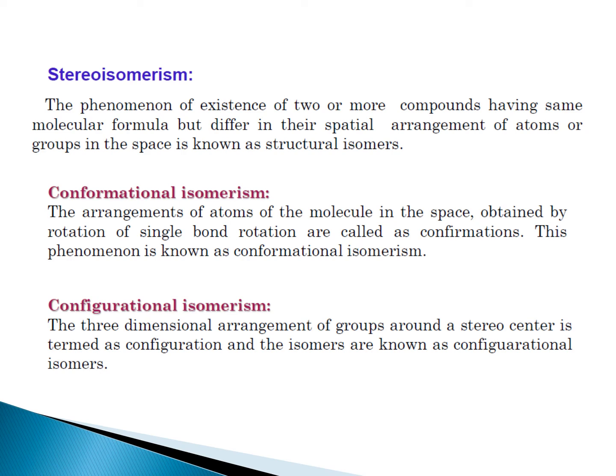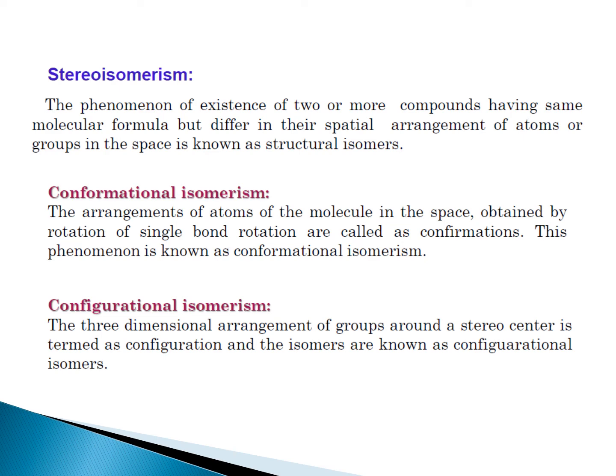Number one is conformational isomerism. The arrangements of atoms of molecules in space obtained by single bond rotation are called conformations. This phenomenon is known as conformational isomerism. It means in conformational isomerism, no bond breaking takes place. You can change one conformation to another conformation by rotation of the C-C bond.